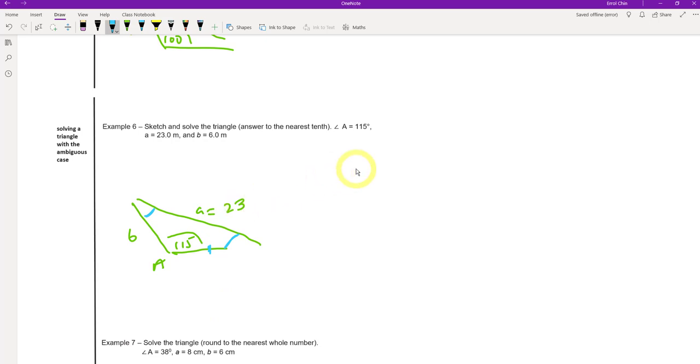Okay, so let's begin. I'm going to apply the sine law right away, right? So if I'm looking for an angle, I'm going to label this B.